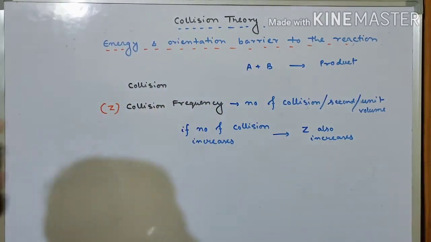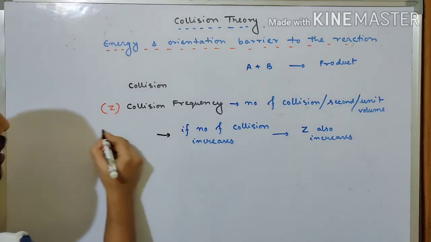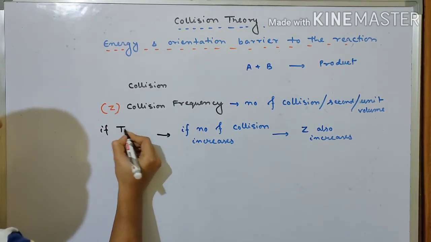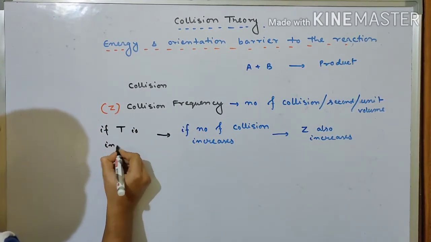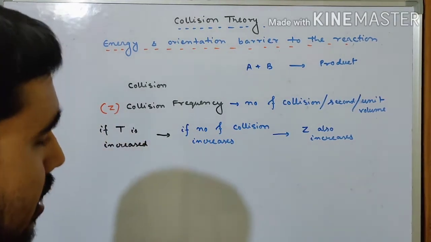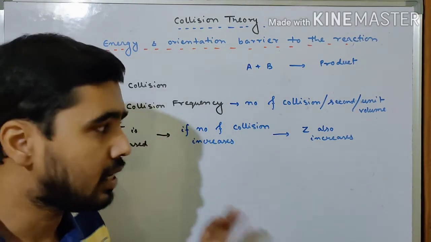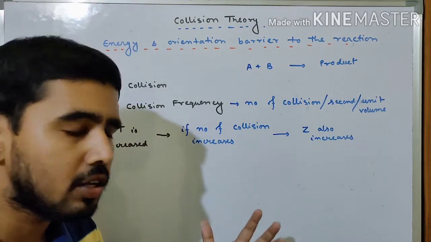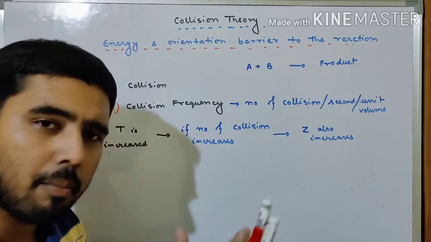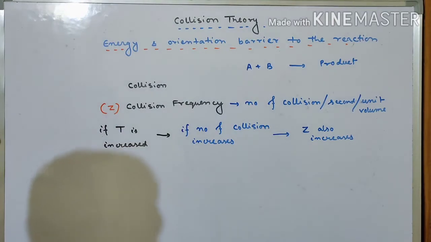How can we increase the number of collisions? If temperature is increased, you must have seen in the kinetic theory of gas that if you increase the temperature, the molecules will move around faster. So there is a chance of more number of collisions. So collision frequency, or the Z value, will also be higher.